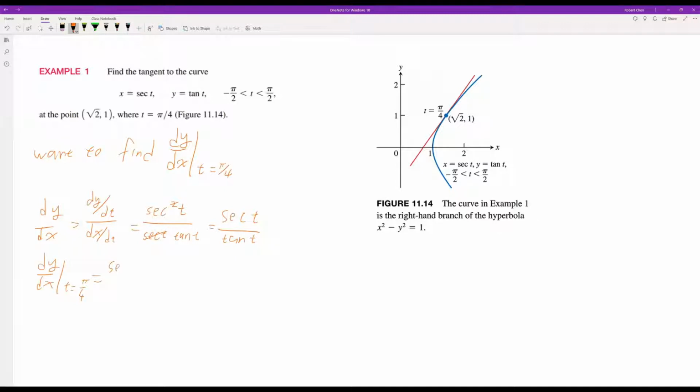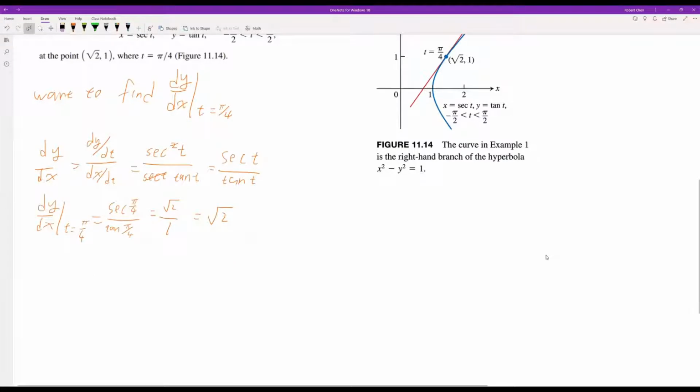So we get secant of pi over 4 over tangent of pi over 4. Secant of pi over 4 is radical 2, and tangent of pi over 4 is 1. That gives us radical 2. So that's the slope of the tangent line.